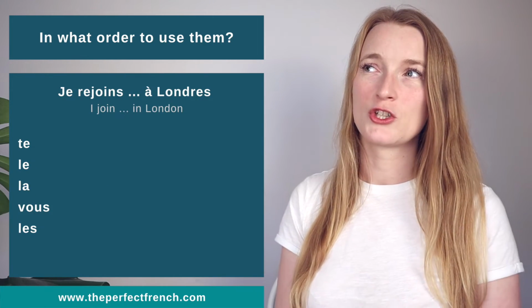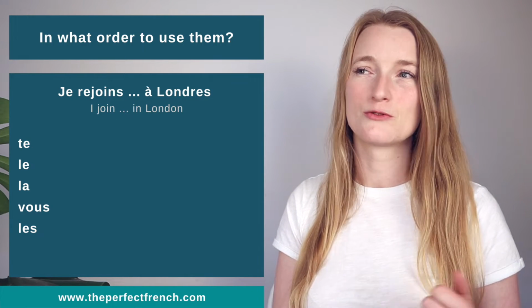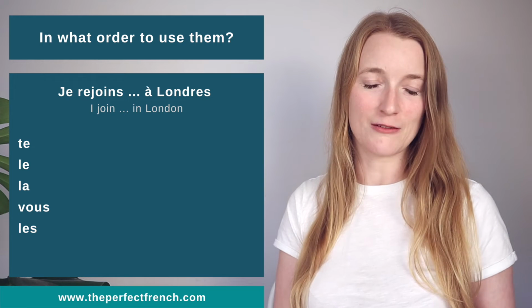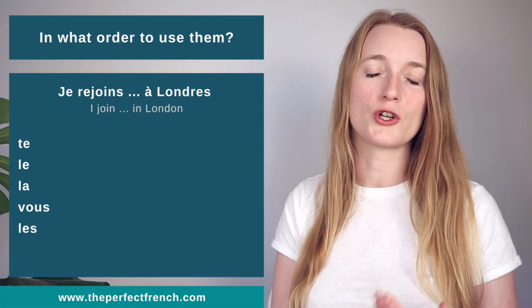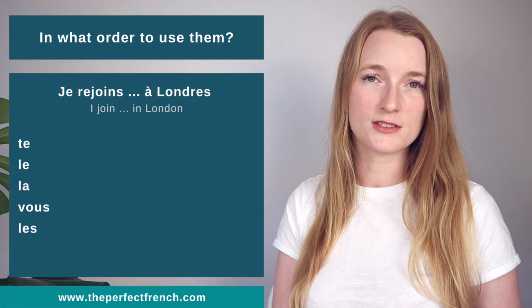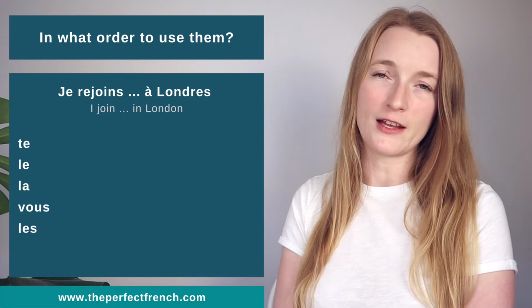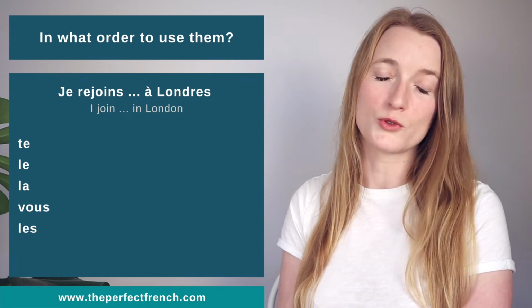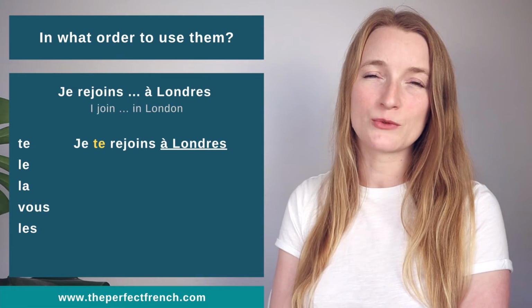Another one. Je rejoins à Londres. Here, it's going to be a direct object pronoun. Je rejoins qui à Londres? So we're going to have te, le, la, vous and les. You can't really say je nous rejoins à Londres. It doesn't make sense.